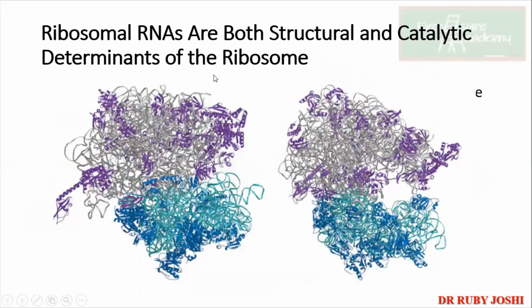Now, ribosomal RNAs are both structural and catalytic determinants of the ribosome. इसका क्या मतलब हुआ? Now, if you see the structure, as I already mentioned that now we have the total available structure of the RNA. Now very easy we can understand like what exactly is happening inside the ribosome. Okay, so if you see, this is your 50S subunit and this one is your 30S subunit. Now this is a front view. Okay, this is a front view and this is the side view.